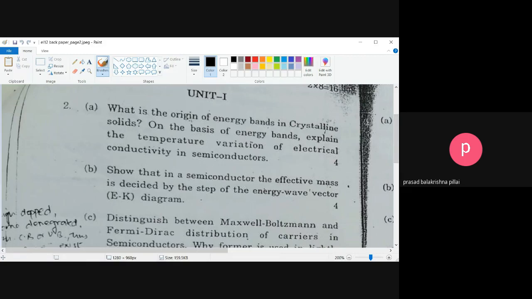And the second is a numerical which we have done. You can show that in the E-k diagram, the slope will decide the effective mass. So can you do this second one also?